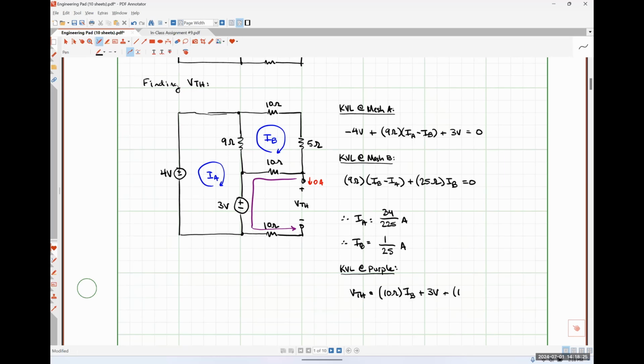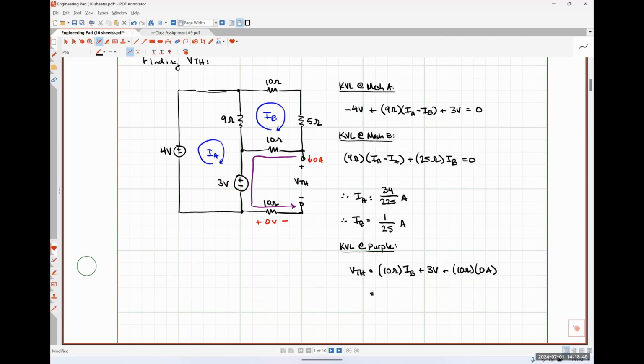plus, and I'm doing this explicitly here, 10 ohms times 0 amps. For me to recognize that there is definitely not going to be a voltage drop across this 10 ohm resistor down here on the bottom, because it's not part of a closed current carrying path. So when I substitute in my value for IB, so 10 over 25 plus 3, I wound up getting 3.4 volts.